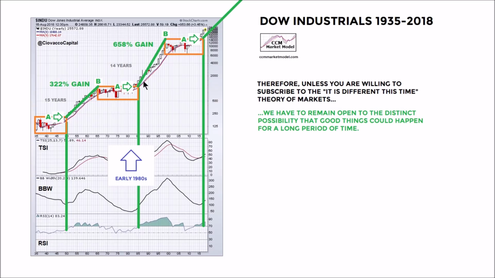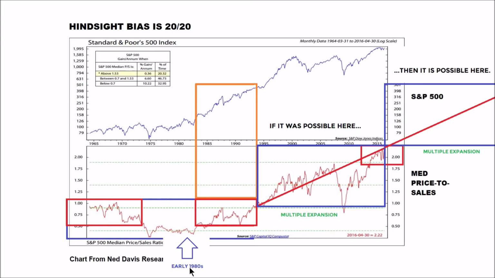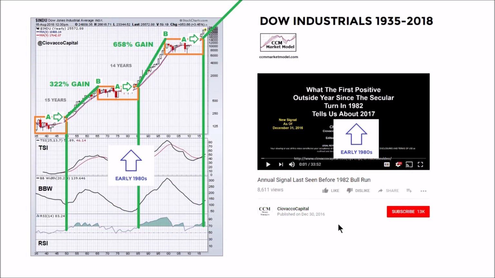Early 1980s, good things happened for a long period of time. This point here looks similar to this point here. What about valuations relative to this point here? Here it is right here. Here's the early 1980s right here, right where the multiple expansion kicks into high gear. Anything else tying us to the early 1980s? Yes.